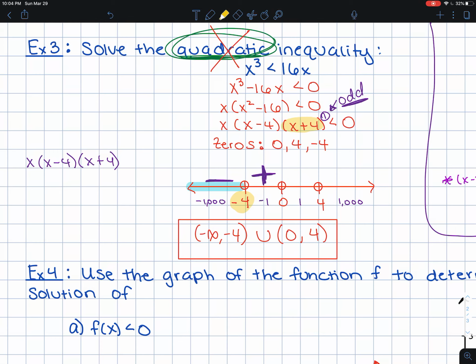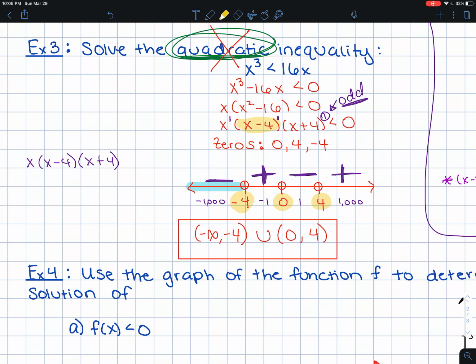Now let's take a look at the 0. Where did that 0 come from? Which factor? x. Again, the power is odd. Since the power is odd, the next sign is going to change. So remember, only when it's even, the signs stay the same. Finally, where did 4 come from? Okay, if you said x minus 4, then you are correct. And again, the power is odd, so the sign changes.